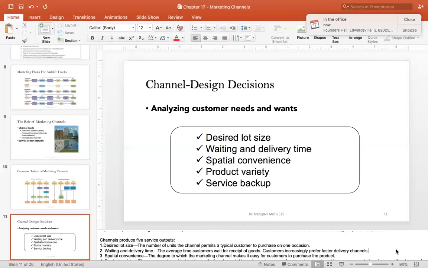Spatial convenience: the degree to which the marketing channel makes it easy for consumers to purchase the product. Variety: what kind of different products, different variety of products a channel member is providing. And finally, service backup. Many times when you buy a product from a retailer, if something breaks down, you rarely call the manufacturer. Instead, you directly call the channel. So that is the service backup it's providing.